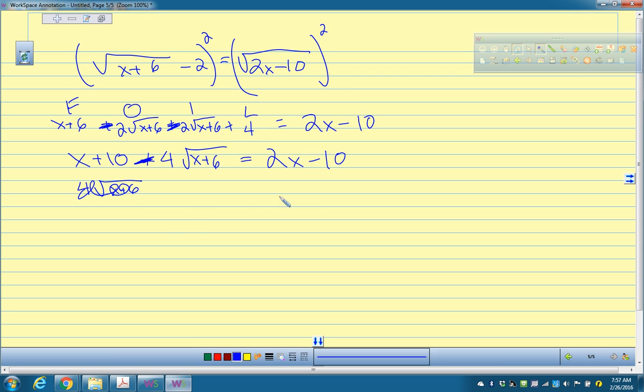So you have x minus 20 equals 4 square root of x plus 6. I think somewhere along the line I made it blue. Then you'd have to square both sides again, okay? When you square both sides again, you get 16 times x plus 6, oh gosh, equals x squared minus 40x.